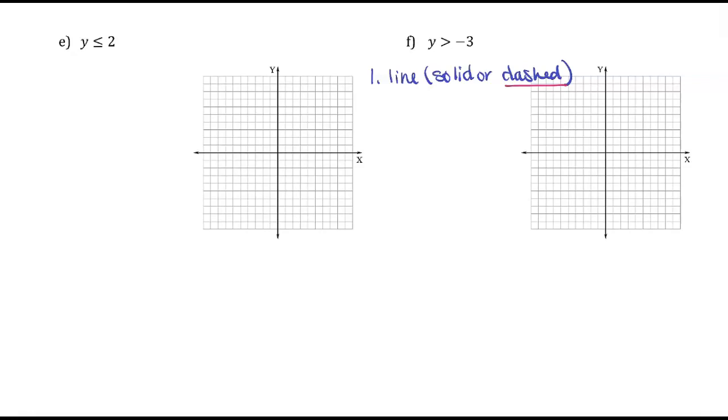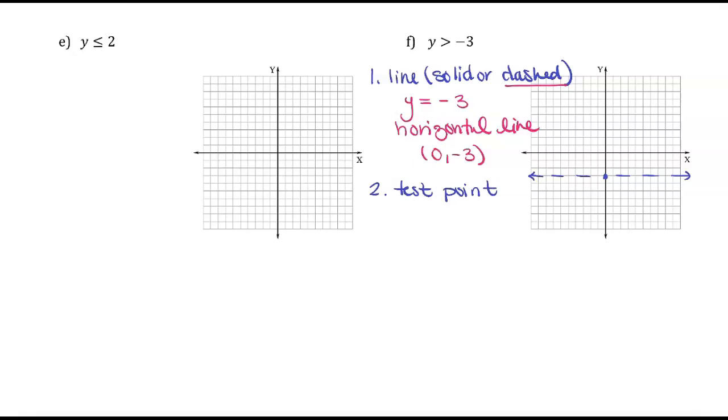The line we're talking about here is the line y equals -3. That's a horizontal line with a y-intercept of (0, -3). We can sketch our line just from this information. Next, we will test a point to determine which side of the line is our solution set.